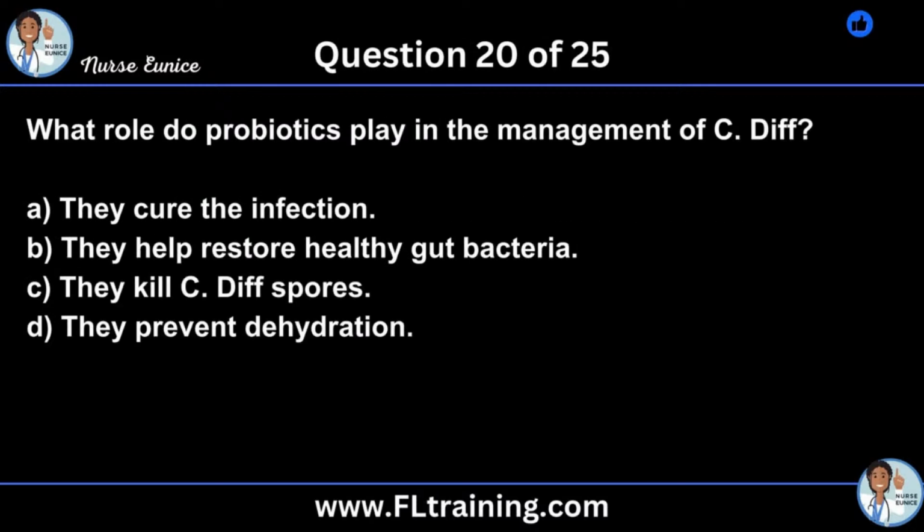All right, so question 20. What role do probiotics play in the management of C. diff? A, they cure the infection. B, they help restore healthy gut bacteria. C, they kill C. diff spores. Or D, they prevent dehydration.